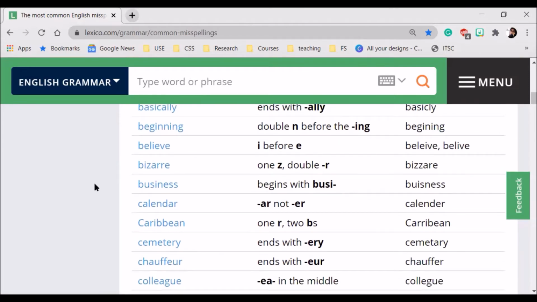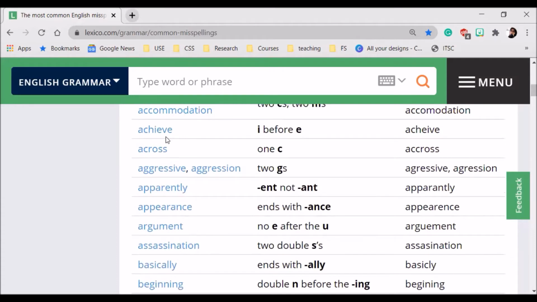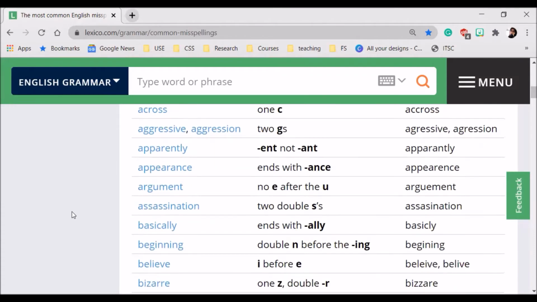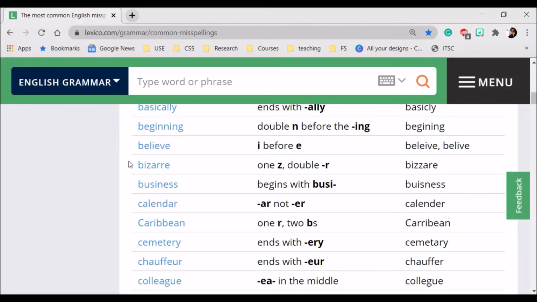Then we have believe. Again it's like IEVE, similar to achieve here. Achieve and believe both carry the same rule, and it would be IEVE. Okay, bizarre has one Z and double R. Not a double Z and one R, but one Z and double R.